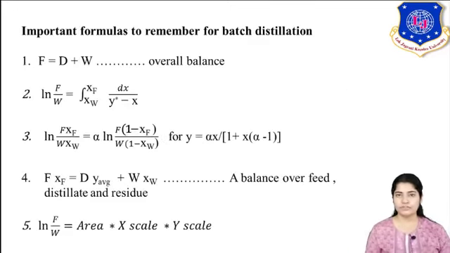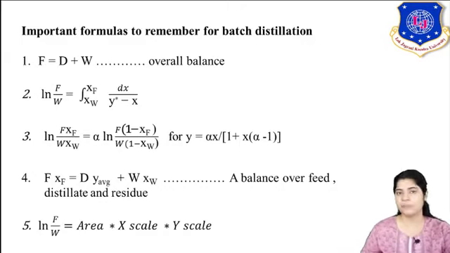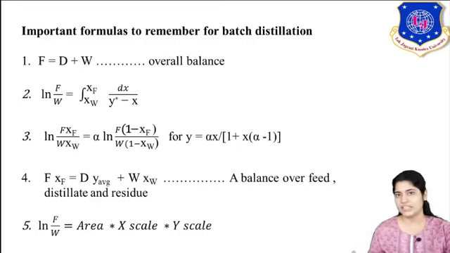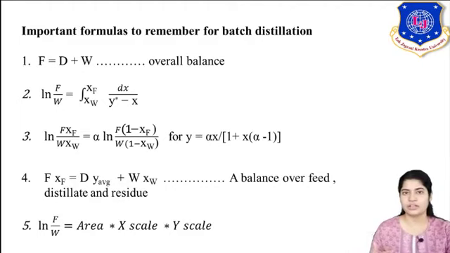Now, moving forward, the second kind of question that can be asked in the part of distillation is batch distillation. For batch distillation, these 5 equations, you must be very clear with it. Your first is overall balance, the simplest form. Feed is equal to distillate obtained plus residue. Your second is Rayleigh's equation. ln of F by W is equal to integration. Your limit is residue concentration to feed concentration, dx upon y star minus x.